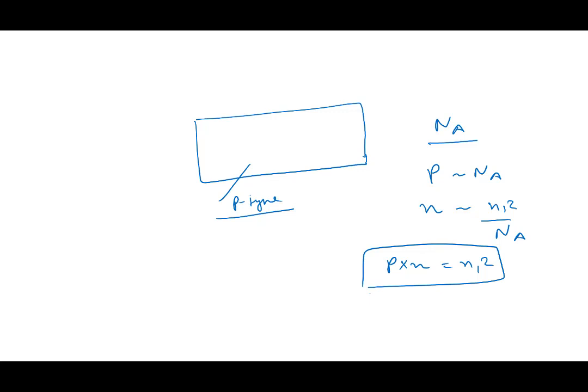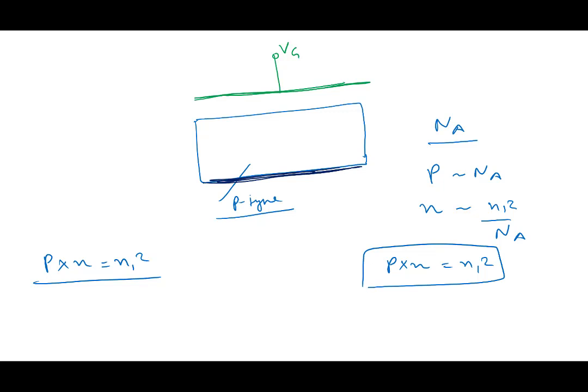Now, focus on this particular principle. P into N equals Ni square. Now, think about the following. Without going into the details, suppose I put a plate on top, the same plate, and apply a gate voltage. Remember, let's make a contact with the p-type. There's a metal contact here, and let's put this to ground.